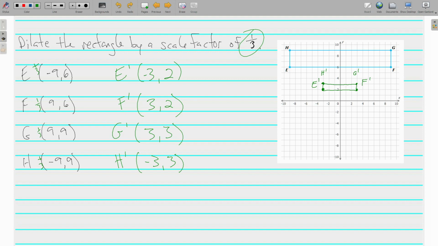All the side lengths have been reduced by a scale factor of a third. That's really all there is to dilating figures. Just pay attention. Scale factors above 1, it's an enlargement. Scale factors below 1, but greater than 0, it'll be a reduction. There are other things that happen when scale factors get negative.